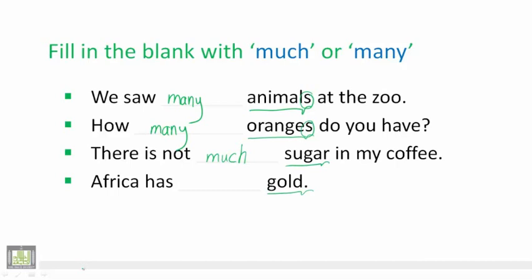and it is uncountable, so we say Africa has much gold.